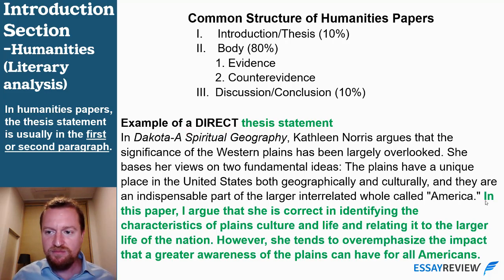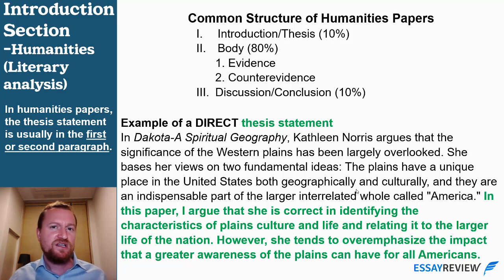So here, let's just look at, in green is the thesis. In this paper, I argue that she is correct in identifying the characteristics of Plains culture. However, she tends to overemphasize the impact that a greater awareness of the Plains can have for all Americans. All right, the most important line I want to point at is here: in this paper, I argue that. So you're basically saying what your thesis is. You're waving the flag to the reader, saying this paper is saying this. I am arguing this. Very obvious.